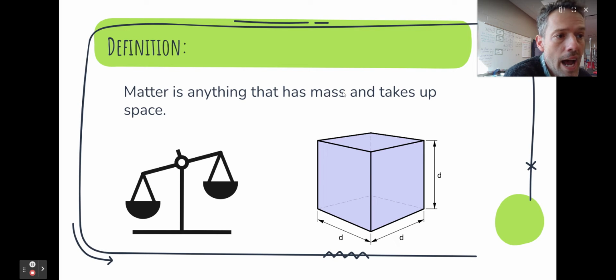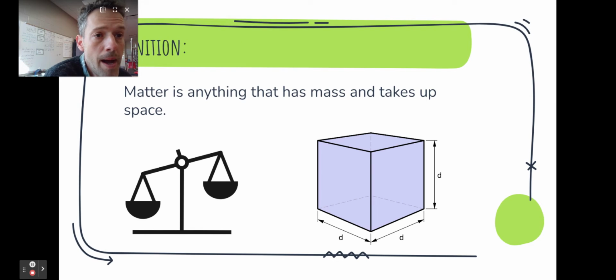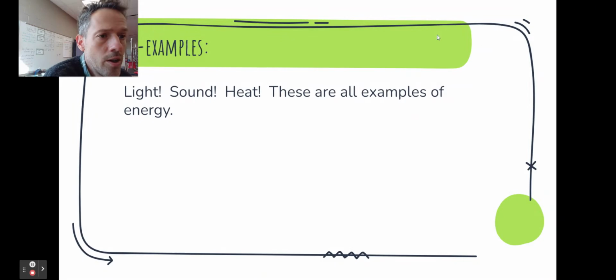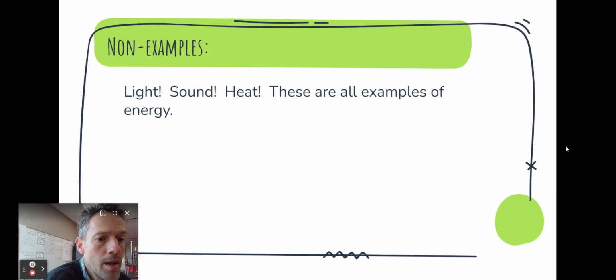So if an object has mass, if you can weigh it, and it takes up space, then it's considered matter. Just about everything in our universe is matter, but there are some non-examples. Our non-examples are things like light, heat, and sound. Those are all examples of energy. So energy is not matter. It is something different from matter, which you'll be studying coming up very soon. As long as it isn't another form of energy and it has mass and takes up space, it is matter.